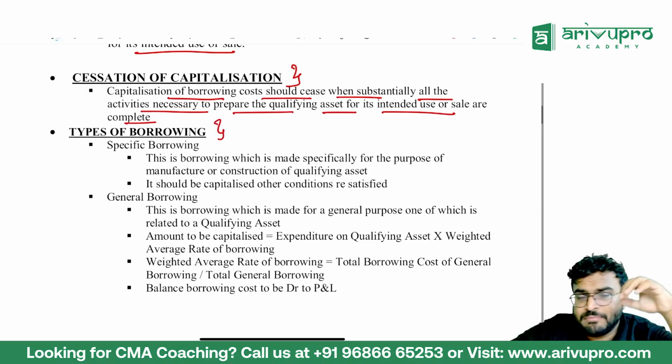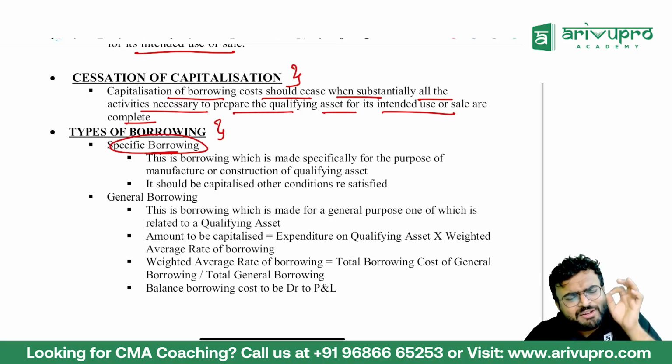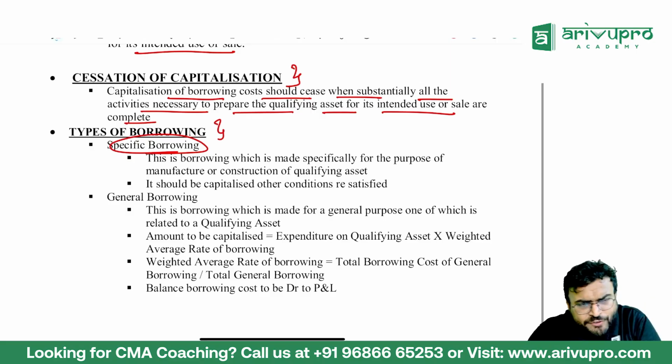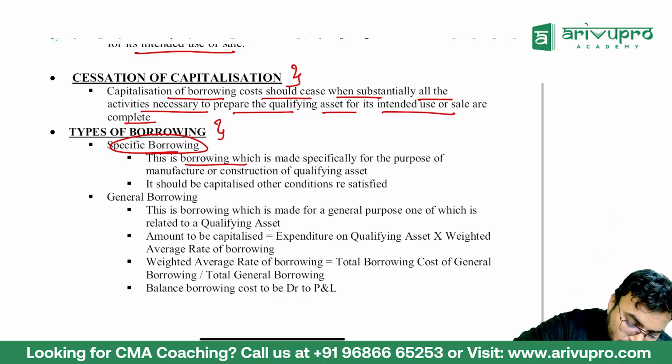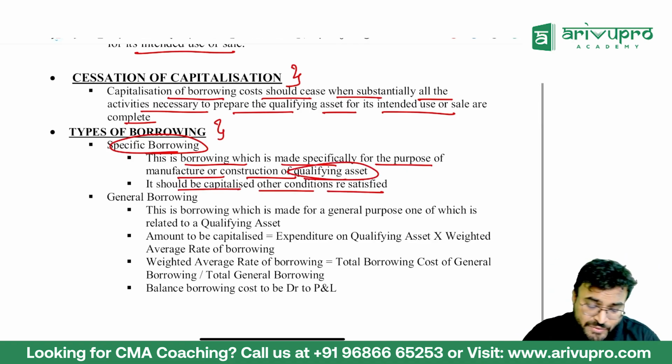Type of borrowing. You have two types of borrowing. One is called specific borrowing. You took the loan for this only. You took the loan for construction only. This is a borrowing which is made specifically for the purpose of manufacture or construction of a qualifying asset. It should be capitalized if other conditions are satisfied.